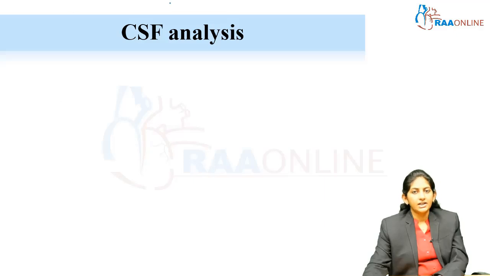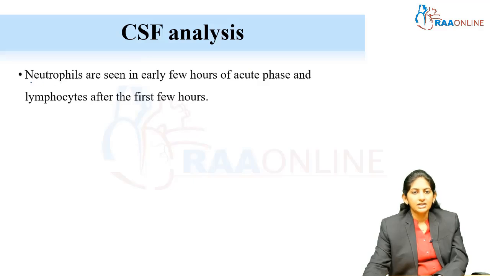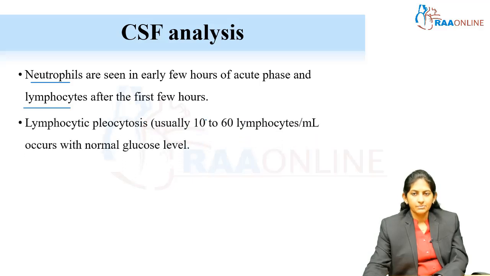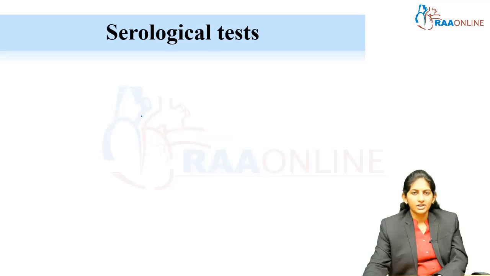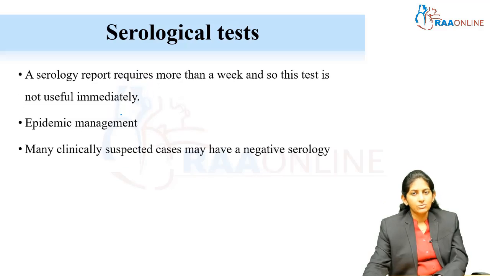So in the encephalitis stage, of course, we will do a CSF analysis, isn't it? The CSF will show that initially there will be an increase in neutrophils, followed by lymphocytes after the first few hours. So lymphocytic pleocytosis somewhere around 10 to 60 per ml will occur. Sugar level will be normal in Japanese encephalitis. For protein, only a mild increase will be present. So that is about CSF.